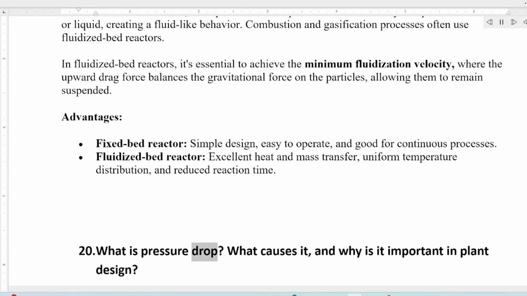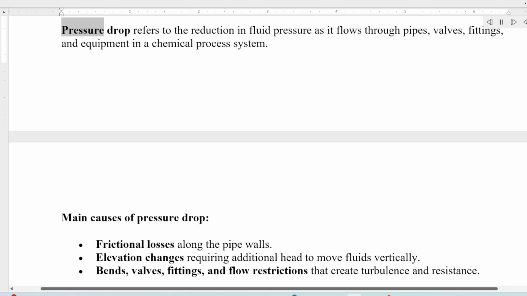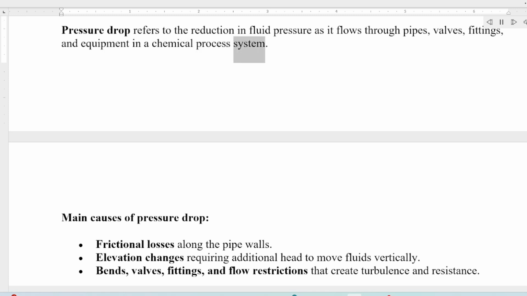What is pressure drop? What causes it, and why is it important in plant design? Pressure drop refers to the reduction in fluid pressure as it flows through pipes, valves, fittings, and equipment in a chemical process system. Main causes of pressure drop: frictional losses along the pipe walls, elevation changes requiring additional head to move fluids vertically, bends, valves, fittings, and flow restrictions that create turbulence and resistance.